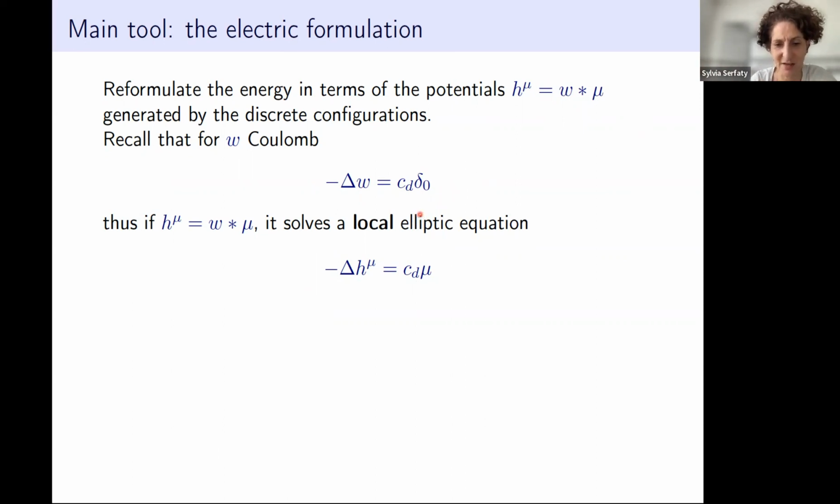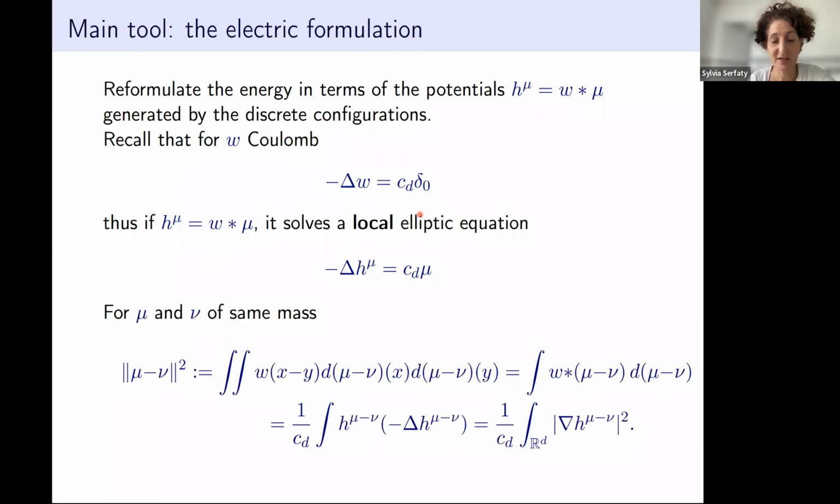Okay, so this is actually nice. It must help, the fact that it's local. And so what we do is the following, and this is the basis of the electric formulation here. For instance, you can form this quantity. So assume you have mu and nu that are two probability densities or measures of same mass, it doesn't matter. Okay, and then form this double integral, W(x minus y) d(mu minus nu)(x) d(mu minus nu)(y).